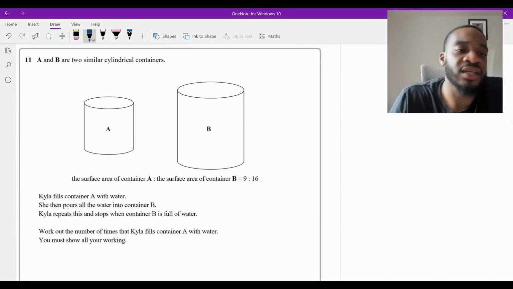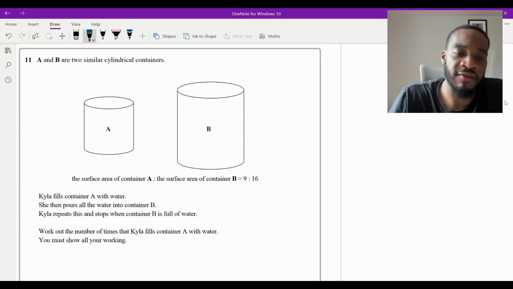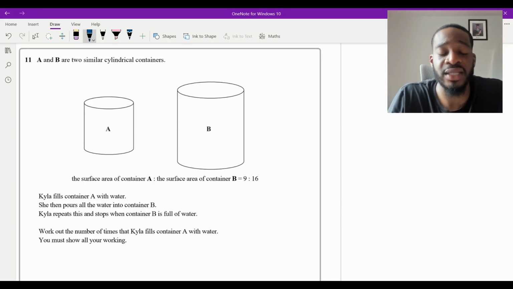Okay, so question 11 says A and B are two similar cylindrical containers. The ratio of the surface area of container A to the ratio of the surface area of container B is equal to 9 to 16. Kyla fills container A with water. She then pours all the water into container B. Kyla repeats this and stops when container B is full of water. Work out the number of times Kyla fills container A with water. You must show your working. Okay, so this is 4 marks, by the way.